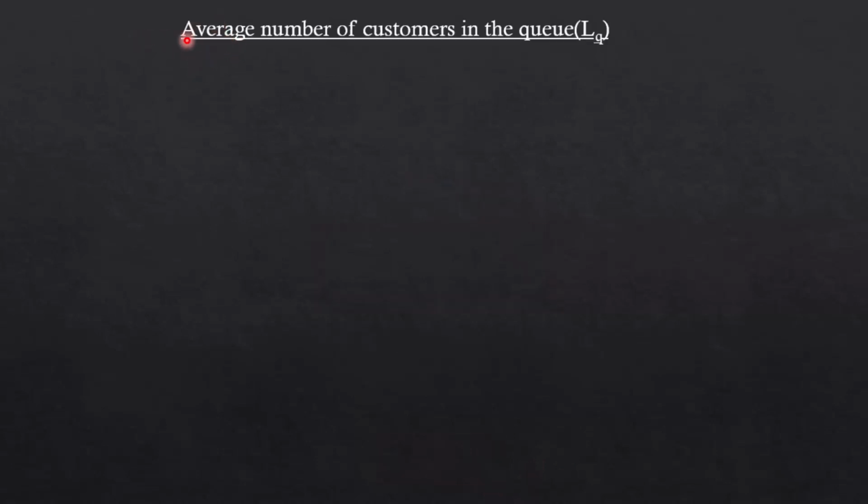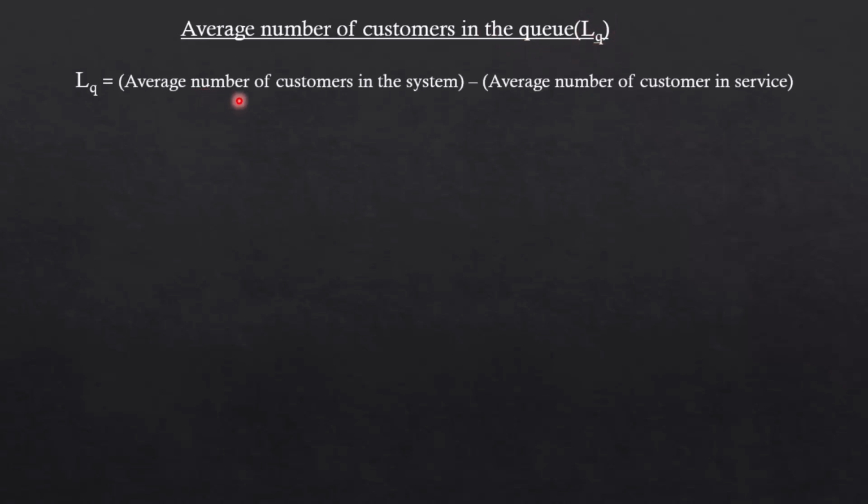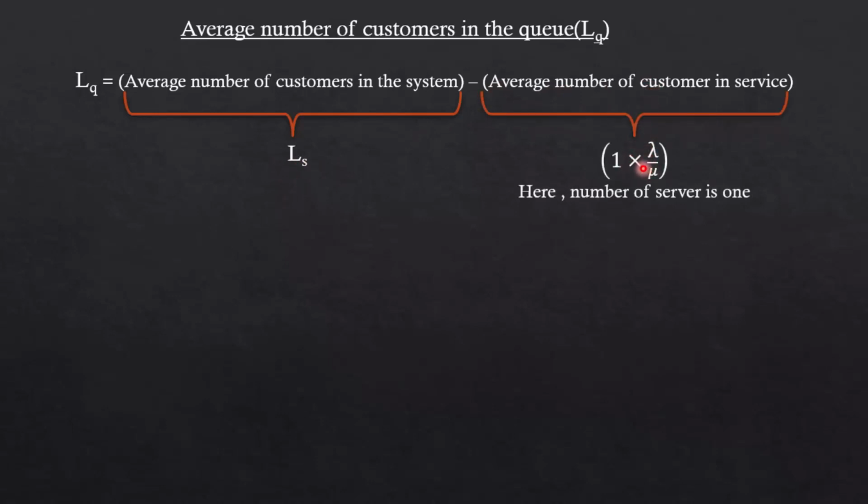We need to see another parameter here, which is the average number of customers in the queue. It is also called the length of queue, and it is represented by LQ. LQ here is given as the average number of customers in the system minus the average number of customers in service. We know that the average number of customers in the system is given by Ls, which is nothing but the length of system, and the average number of customers in service is given by lambda by mu multiplied by 1. 1 here because we have only one server, so it is a single server model.